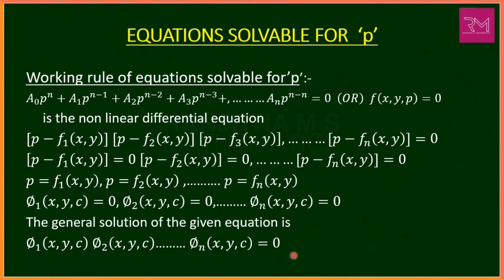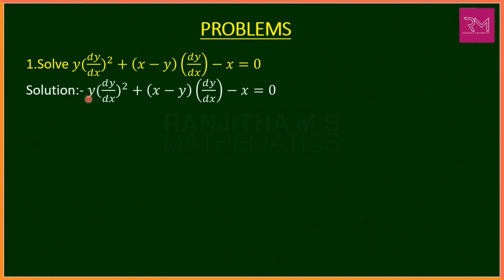Let us solve some problems so that you can understand in a better way. Here is the first problem. Solve y into dy by dx whole square plus x minus y into dy by dx minus x equal to 0. First, take the given data: y into dy by dx whole square plus x minus y into dy by dx minus x equal to 0. Call this equation number 1.